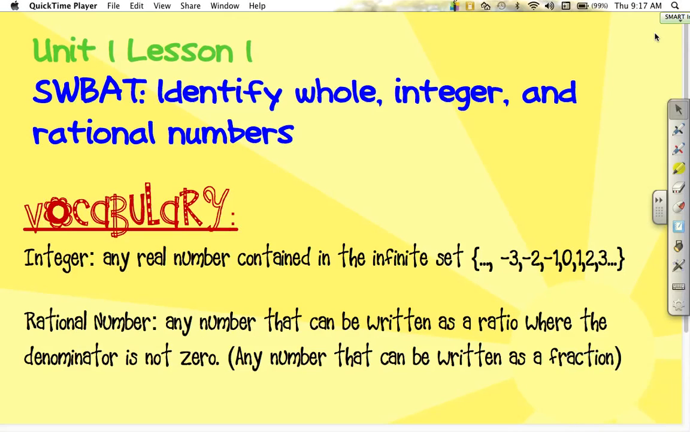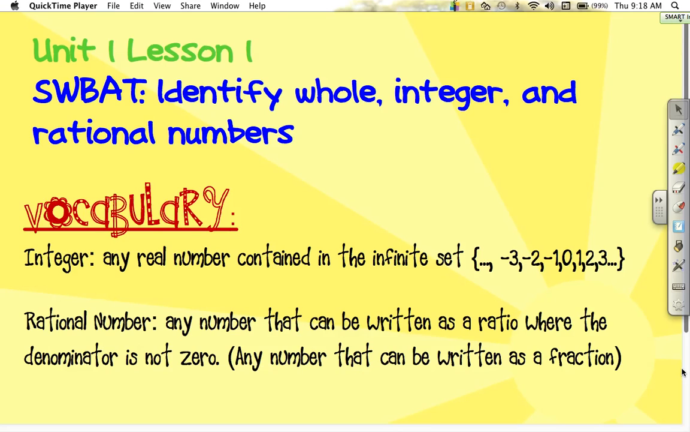It's our very first video lesson, Unit 1, Lesson 1. Remember, SWBAT stands for Students Will Be Able To. So by the end of the lesson, you should be able to identify whole, integer, and rational numbers. And we'll talk about what those three are. But our goal is to be able to look at a number and decide if it is a whole, an integer, or a rational number.